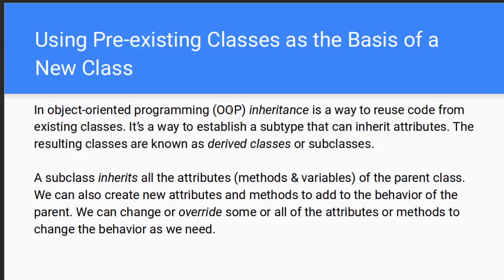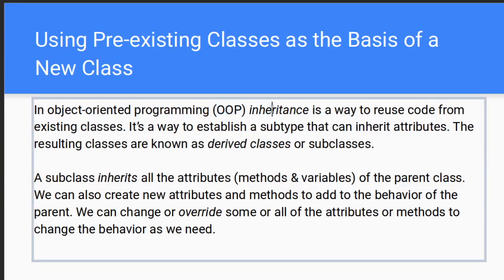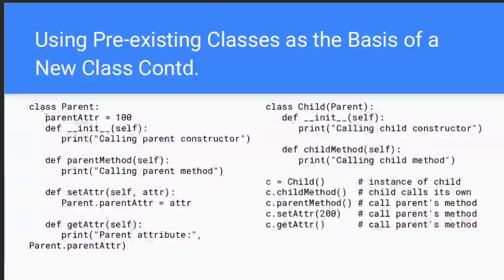In object-oriented programming, inheritance is a way to reuse code from existing classes. You can make a derived class, a subtype, a subclass. So a subclass inherits all the attributes of a parent class. And we can also create new attributes and methods inside of the subclass. And we can even override some of the parent class's methods. So let's see that in action.